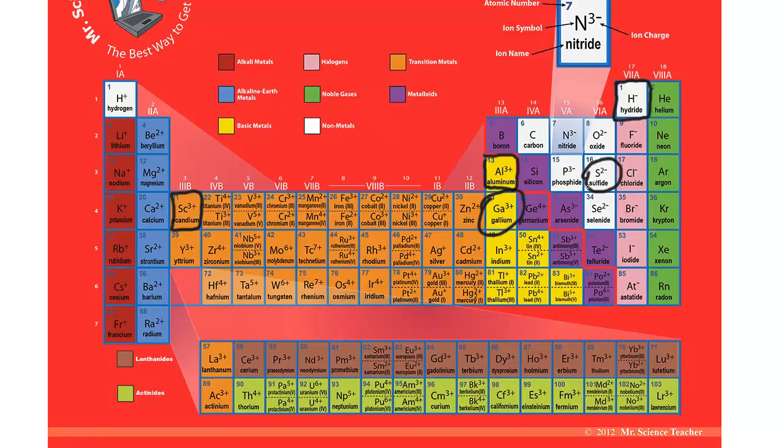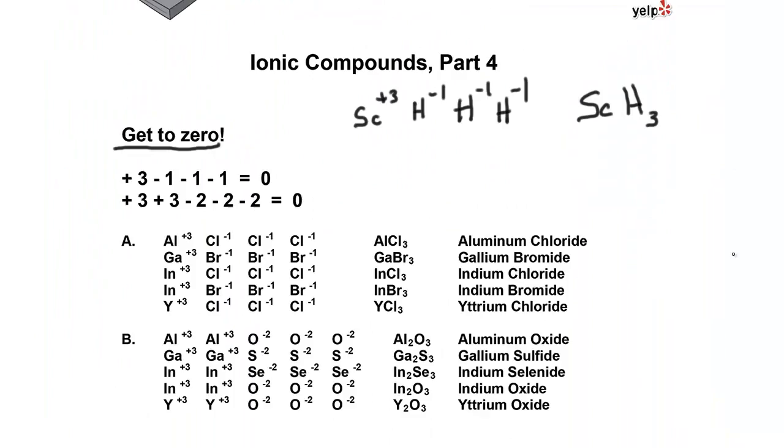So go back down here. And so we have gallium +3, +3, sulfide -2, -2, -2, 2 galliums, 3 sulfides, the name gallium sulfide. Just put it all together and you'll get it. So indium is a +3. I'm going to put 2 of those down. Selenium is a different -2. Put those down. Indium selenide. Indium oxide. Yttrium oxide. All of them are done the same way.